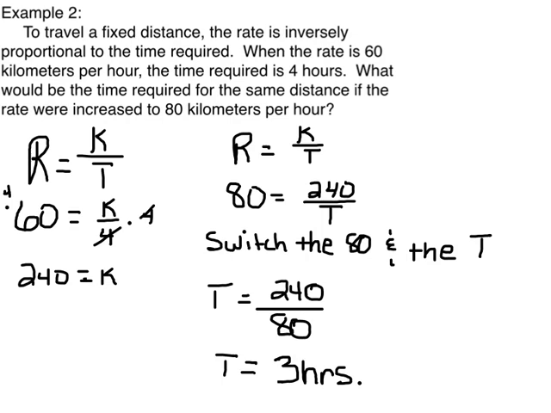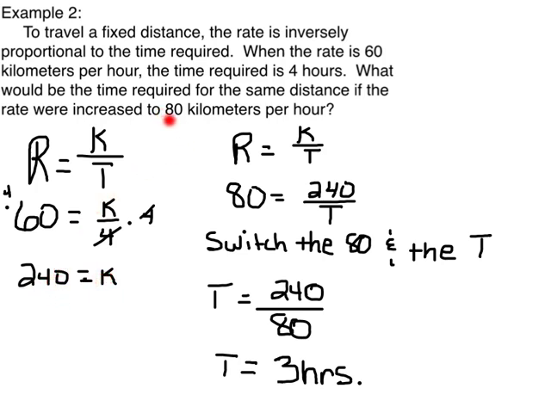Example 2, to travel a fixed distance, the rate is inversely proportional to the time required. When the rate is 60 kilometers per hour, the time required is 4 hours. What would be the time required for the same distance if the rate were increased to 80 kilometers per hour? Alright, rate equals constant divided by time. The rate is 60 and the time required is 4. So we multiply by 4 on both sides and we find that K is 240. So our constant is 240.